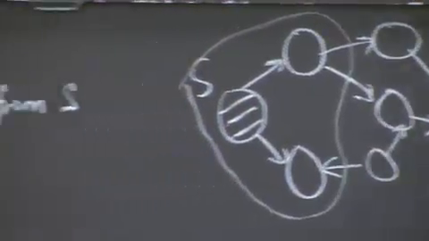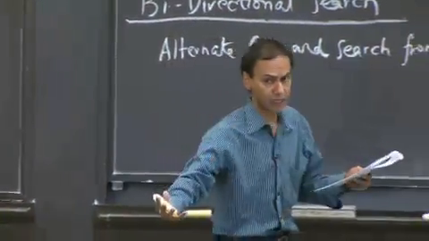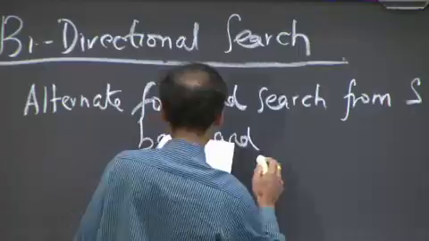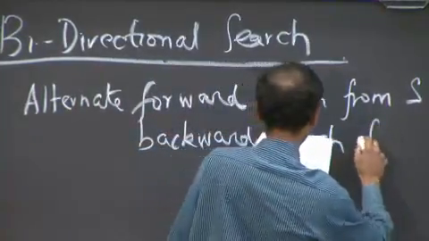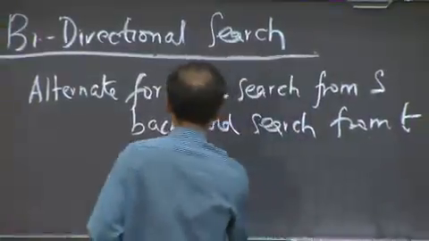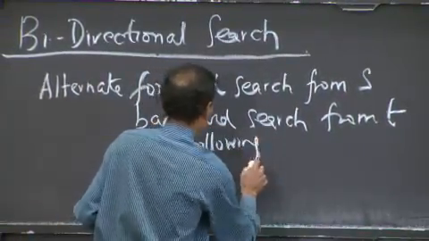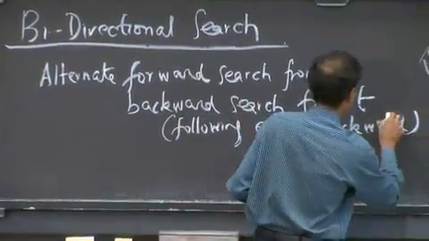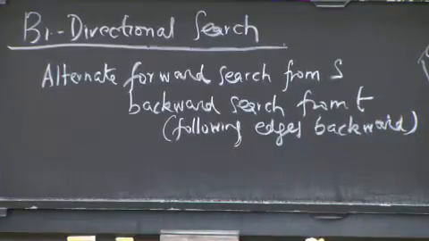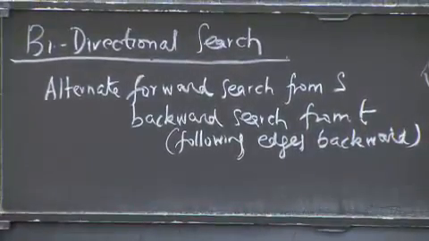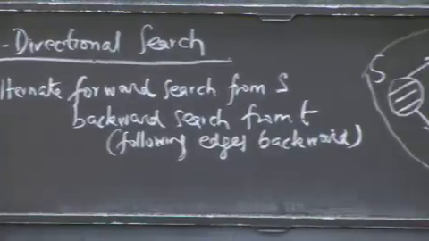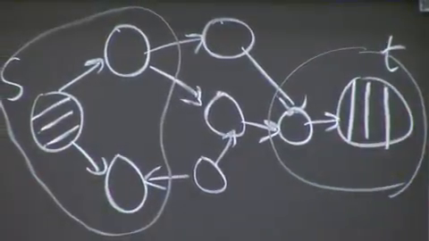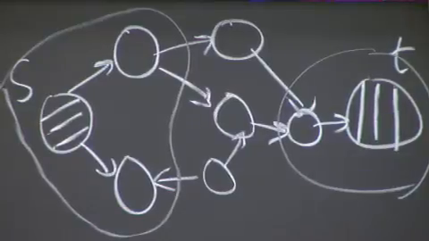Then you stop with the forward search, and you do a step of backward search. I'll have to explain exactly what this means. Backward search from T, and the important thing is that you're following edges backward. So that means your data structure has to have these edges that can be traversed in either the forward direction or the reverse direction. That's something to keep in mind.